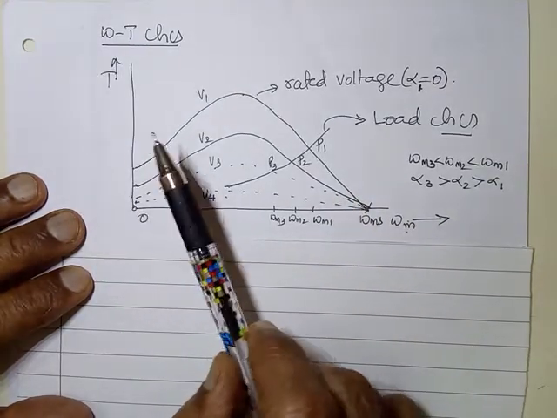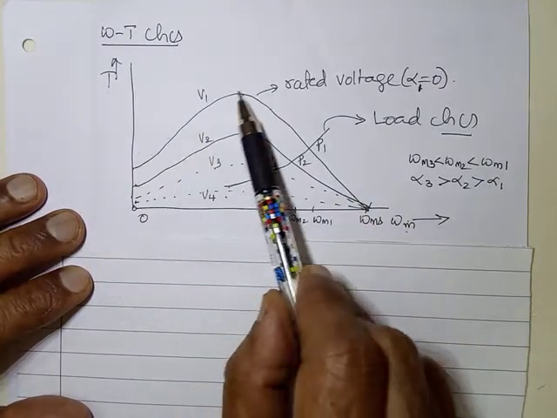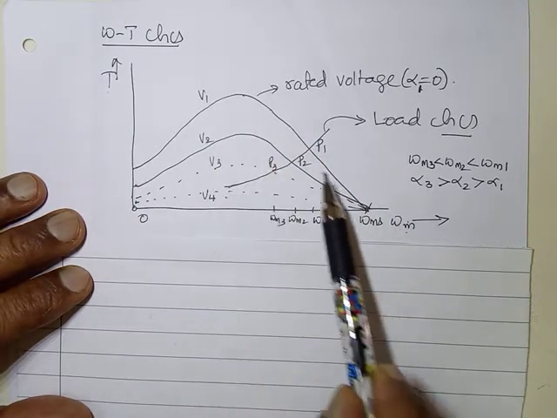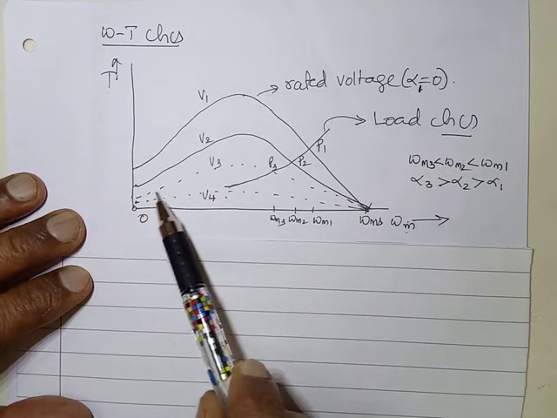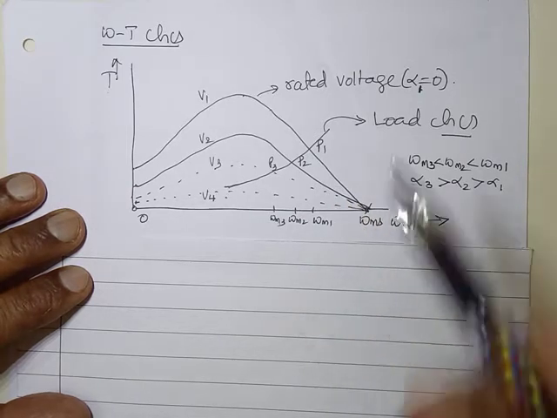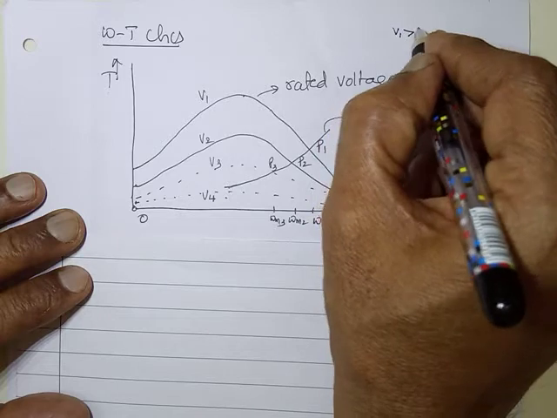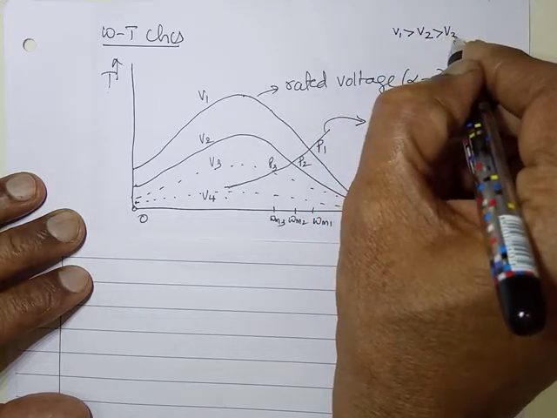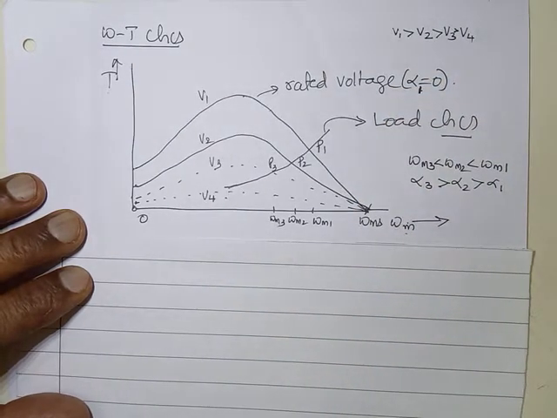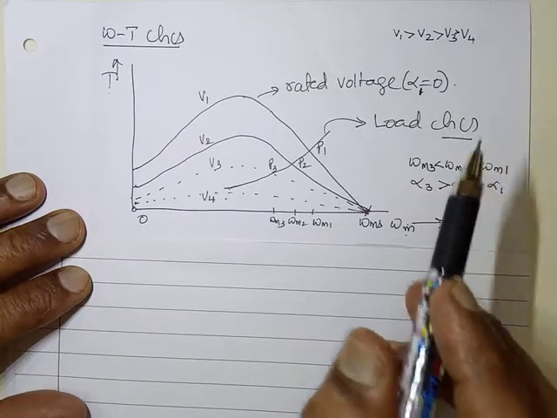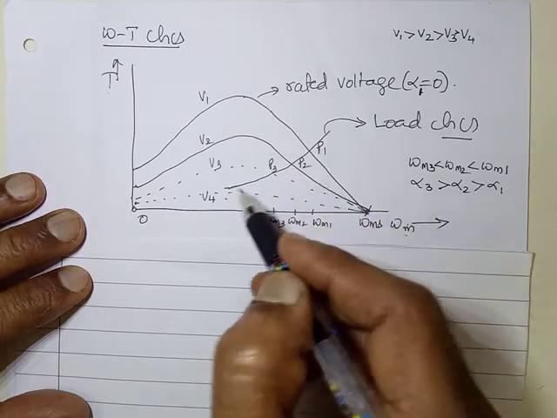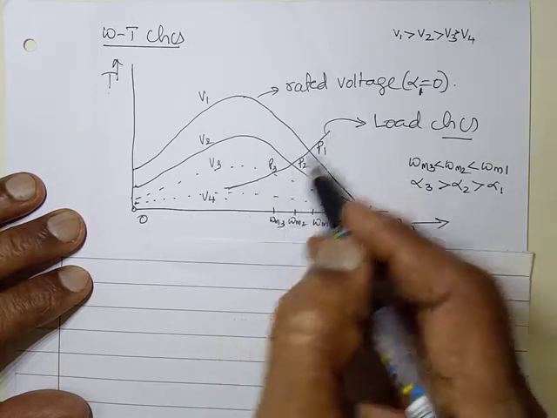Please observe the omega-T characteristic for V1 voltage is this. Omega-T characteristic for V2 voltage is this. Omega-T characteristic for V3 voltage is this. Are you able to see that? Wherein V1 is more than V2 is more than V3 is more than V4. That is the relation. Now, that is the motor characteristic. We are having a motor load. The load is having this characteristic. Are you able to see that?